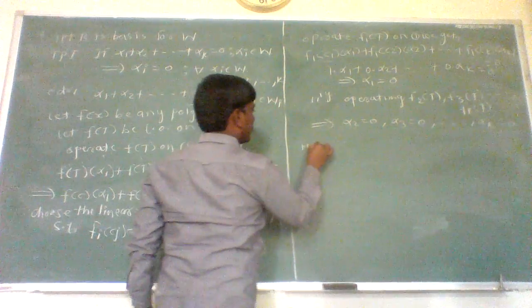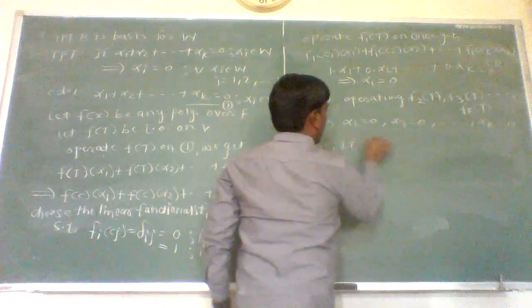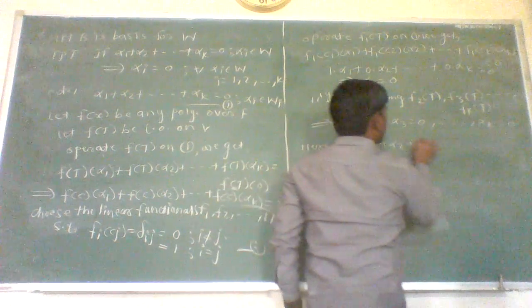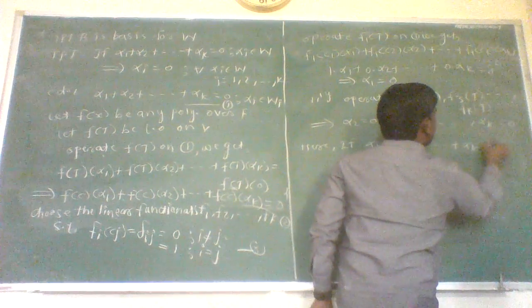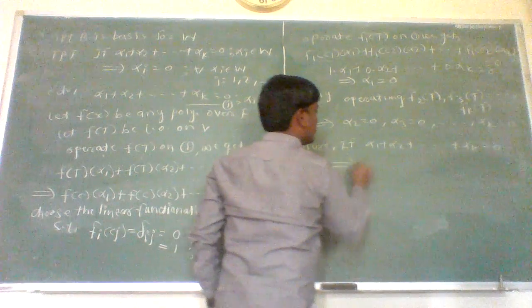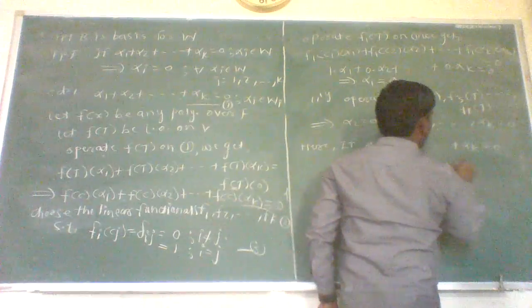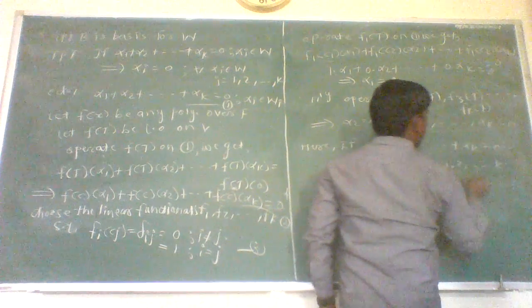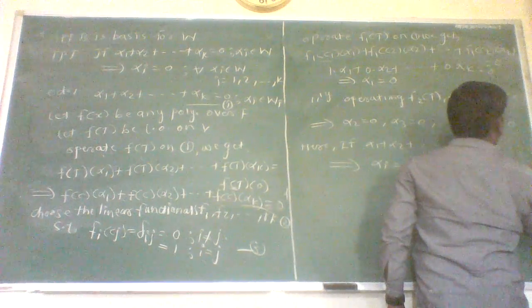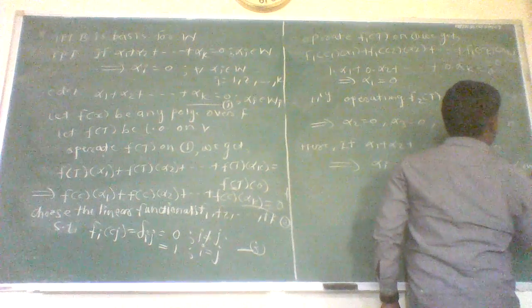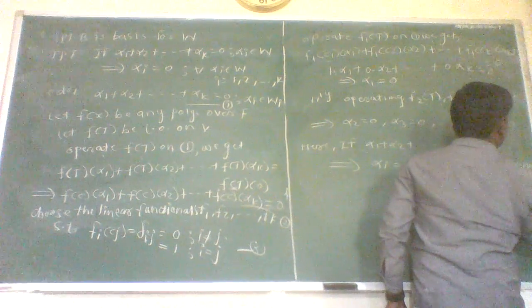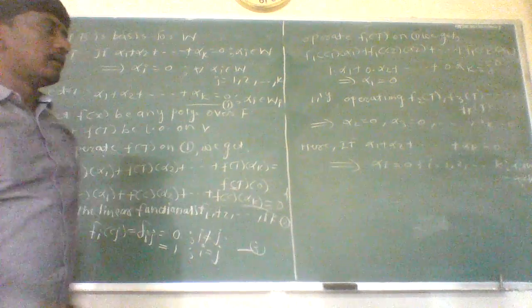Therefore, if alpha 1 plus alpha 2 plus up to alpha k is equal to 0, which implies alpha i will be equal to 0 for each i running from 1 to k, where each alpha i belongs to W i. This W is nothing but W1 plus W2 plus up to Wk.